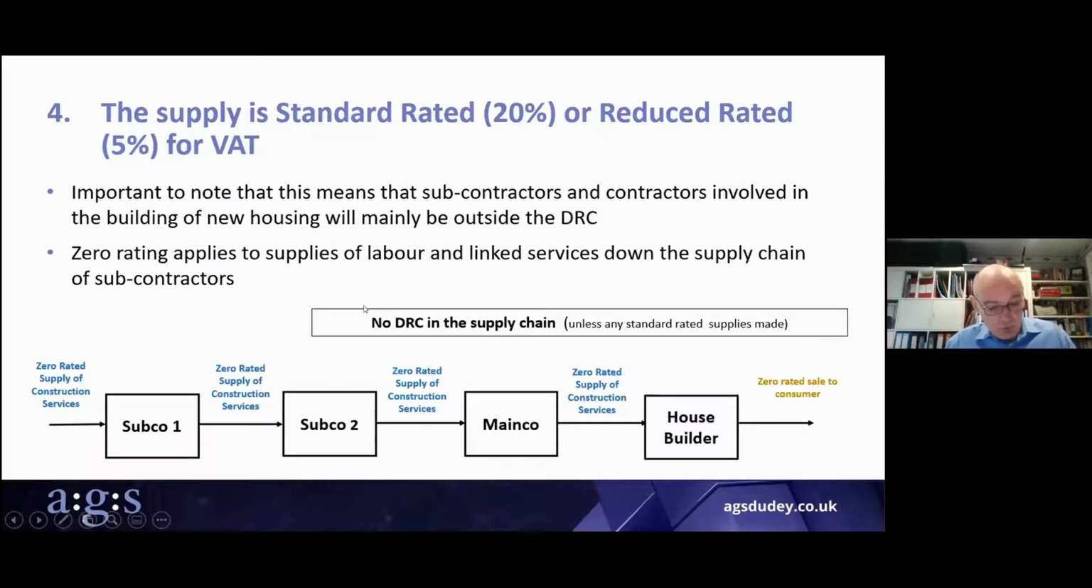One thing to note is that this does take out a large portion of the construction trade, takes it outside the DRC. The construction of new houses is zero rated. And as is shown here on this illustration at the bottom, the zero rating passes down the line of however many subcontractors there are. So supplies of construction services all the way up the line are zero rated. They're not subject to the reverse charge.